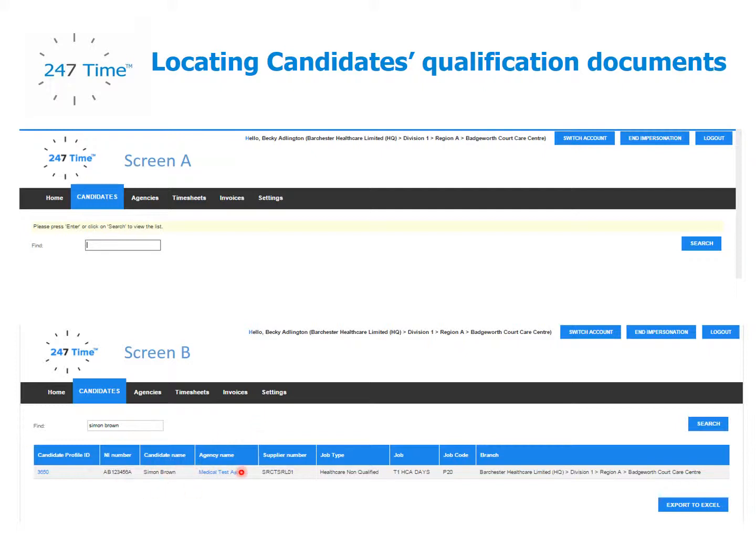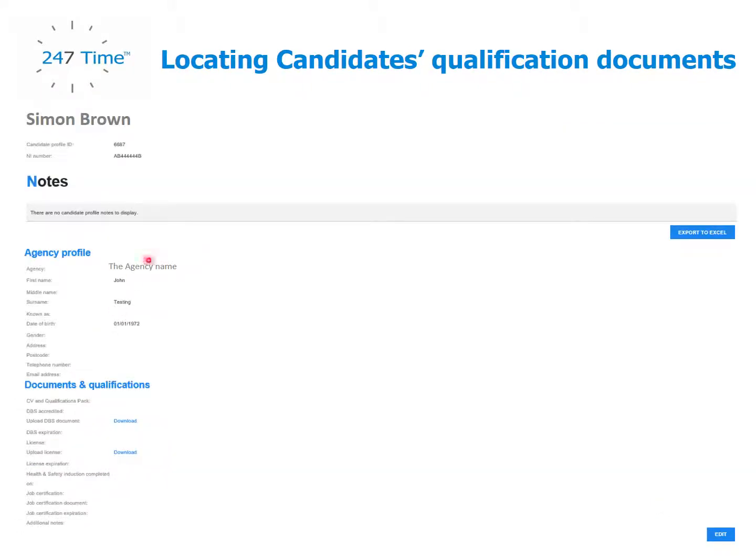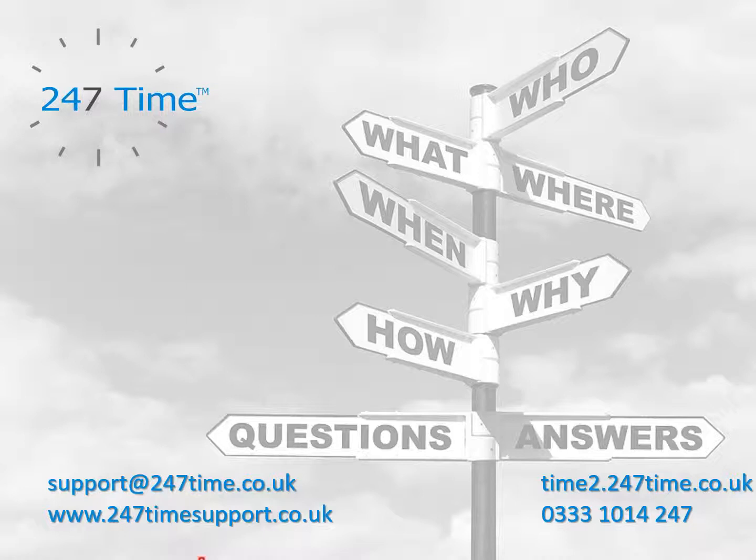You'll see Simon Brown then appearing. So what you do is click on the blue, and then that will upload his particular profile, and then you can look at any particular item by just clicking on the download icon here, and it will download that piece of evidence for you to actually see. So that's it in terms of approving Barchester timesheets.